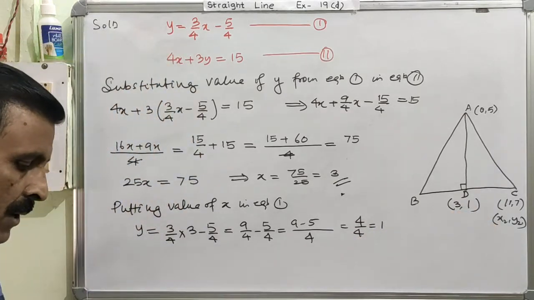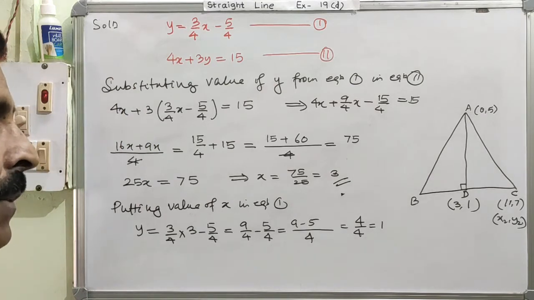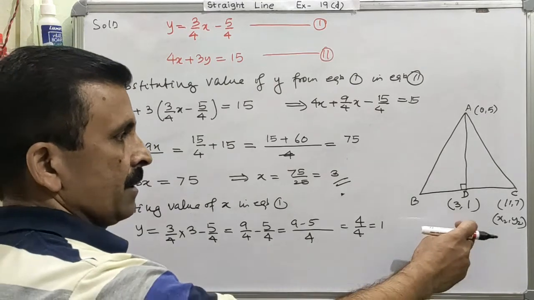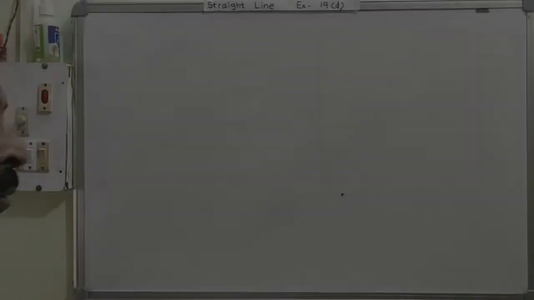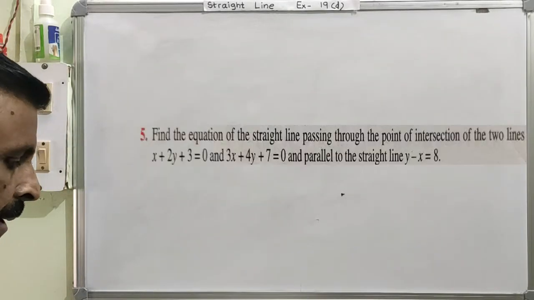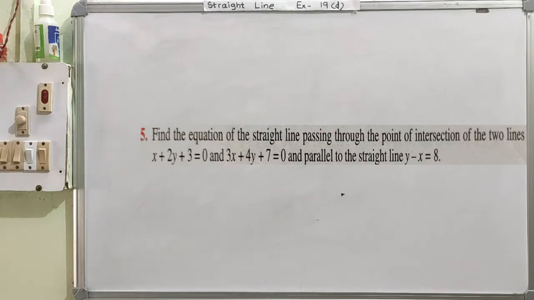So finally we got the coordinate of the foot of the perpendicular. Is this very clear? Thank you. Now we are moving on to question number 5. Find the equation of the straight line which passes through the point of intersection of the two lines, so and so, and parallel to the straight line y minus x is equal to 8.